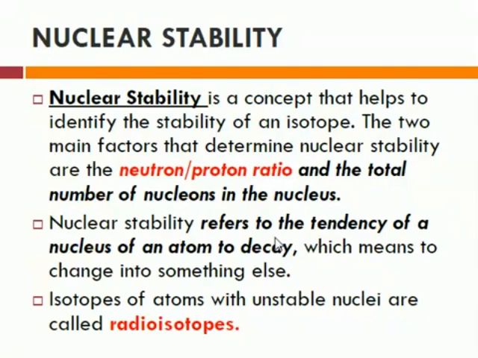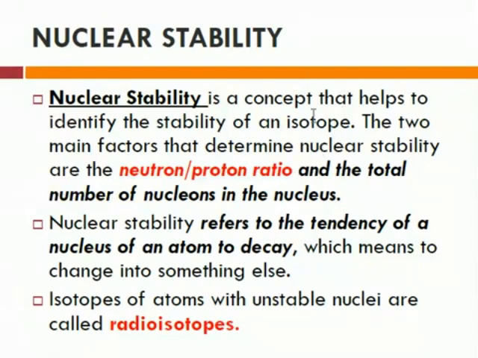So let's proceed with nuclear stability. Nuclear stability is a concept that helps to identify the stability of an isotope. The two main factors that determine nuclear stability are the neutron-to-proton ratio and the total number of nucleons in the nucleus.